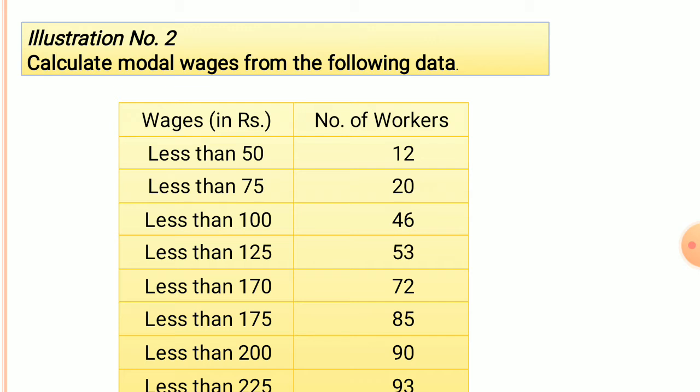So this is the problem of less than cumulative frequency. When less than cumulative or more than cumulative or inclusive class interval or inclusive series is given, then we have to convert these into an ordinary frequency distribution, as well as inclusive series into exclusive series. So inclusive frequency distribution has to be converted into an ordinary frequency distribution.